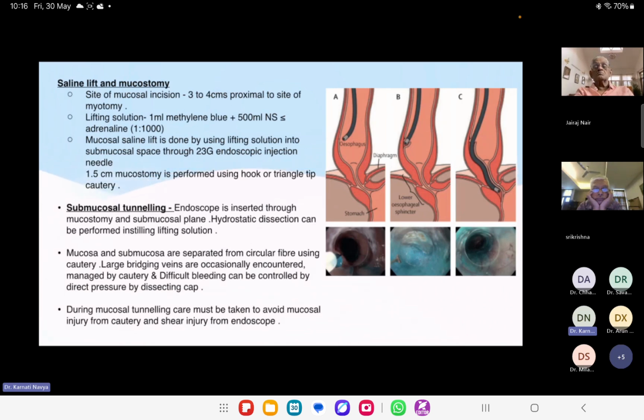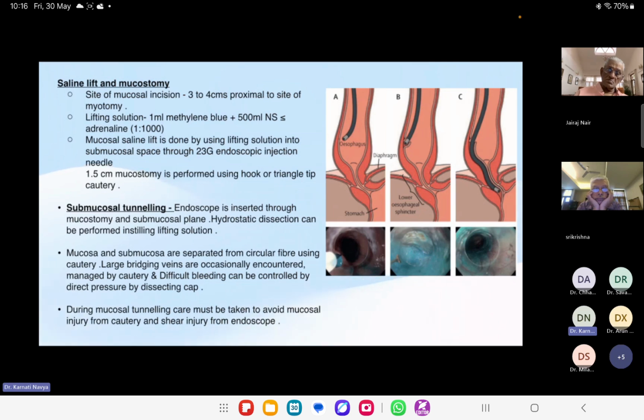Second step is the saline lift and mucosotomy. The site of mucosal incision should be 3 to 4 centimeters proximal to the site of myotomy. A lifting solution with 1 ml of methylene blue plus 500 ml of NS with less than or equal to 1:1000 adrenaline is injected. This lifts the mucosa, and it is usually injected with a 23 gauge endoscopic injection needle. A 1.5 centimeter mucosotomy is performed using hook or triangle tip cautery.